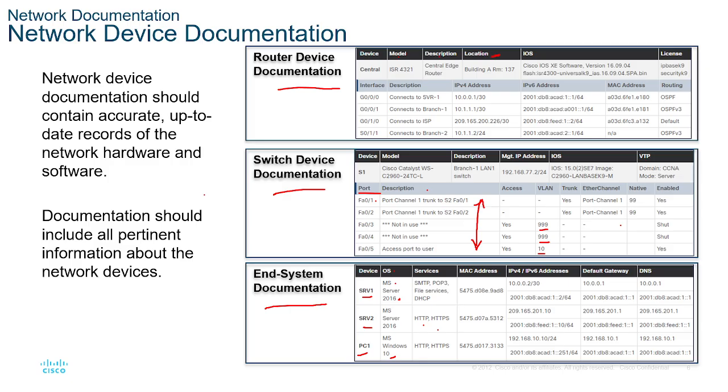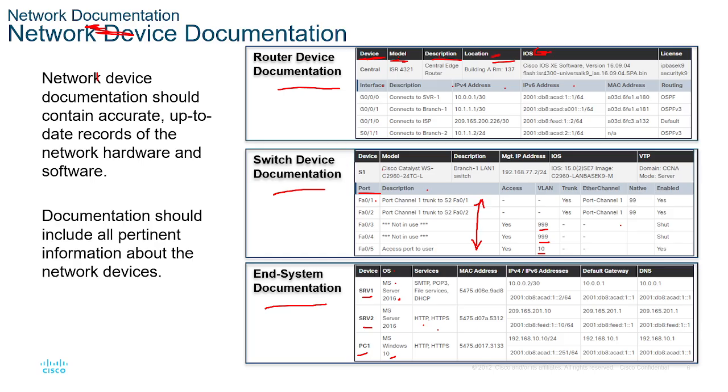So now we will take a look at the router device documentation. These are the standard framework. We might have some changes and so on. However, these are the standard: device and model, description, location, IOS or the operating system, and the license. Now, interfaces, description, IPv4 address, IPv6 address, MAC address, and routing for all of the interfaces. And of course, each interface has its own description, the IP address of that interface, the IPv6 address, MAC address, and the routing that has been used.